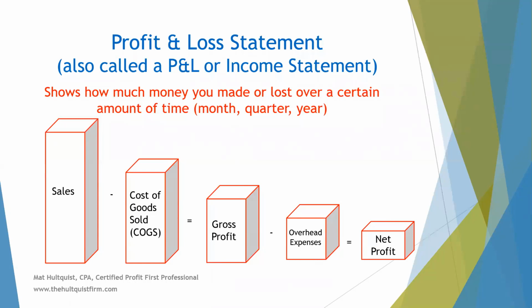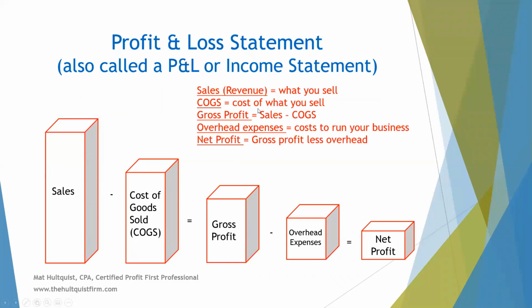All right, so over here in this graphic, we start with sales, okay? That's what you sell to your customers. This is revenue, income, sales, whatever you want to call it. This is money that you've earned from customers. What you're going to do is subtract from that your cost of goods sold. Let me go to the next slide too, because I've got the definitions on here. Cost of goods sold is the cost of what you sell. Okay, so for example, if you buy something for $4 and you sell it for $10, your sales are 10 and your cost of goods sold is 4 because the cost of what you sold is $4.